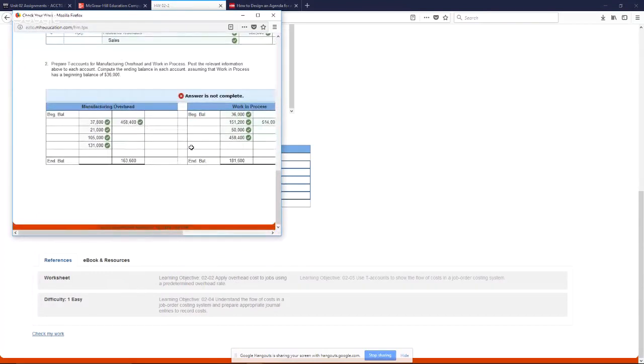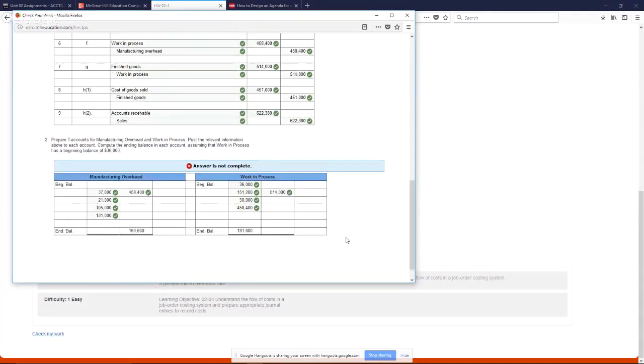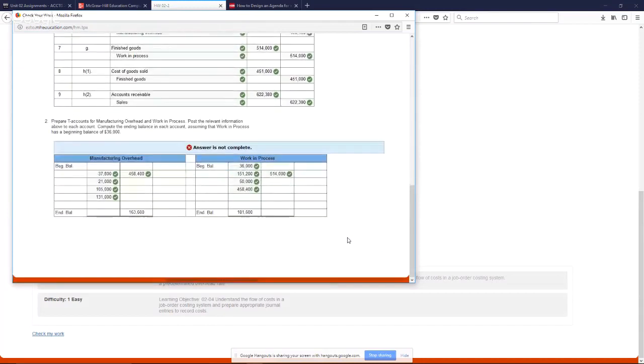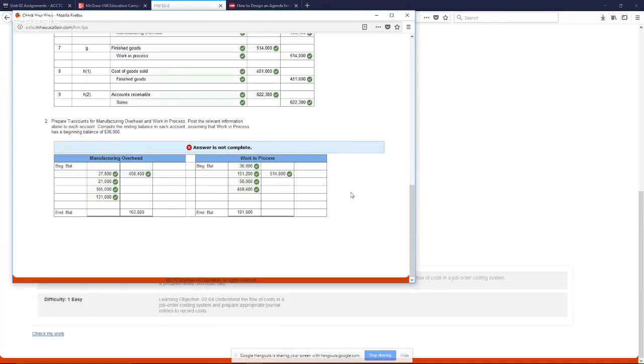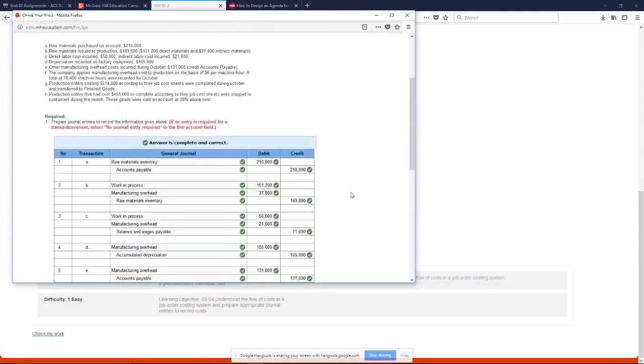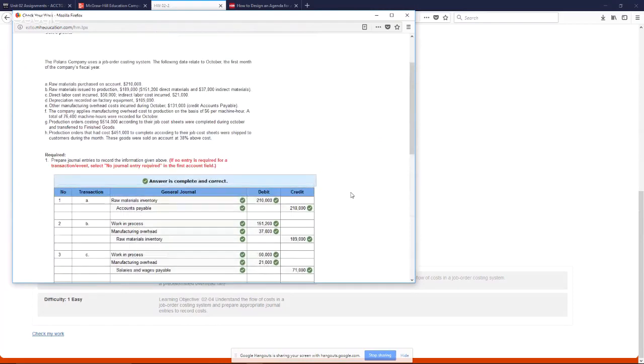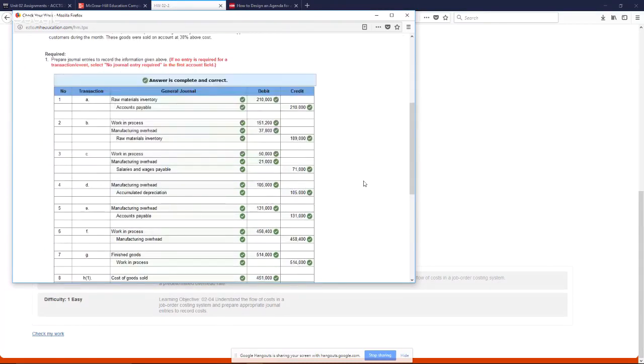Yep. Oh, nope. The top is correct, but the bottom says it's not complete again. See, I'm missing something. I did the same thing. I don't know what it is. Manufacturing overhead. It's so vague. This not complete thing is so open to anything. You have to absolutely recheck everything instead of getting some direction.